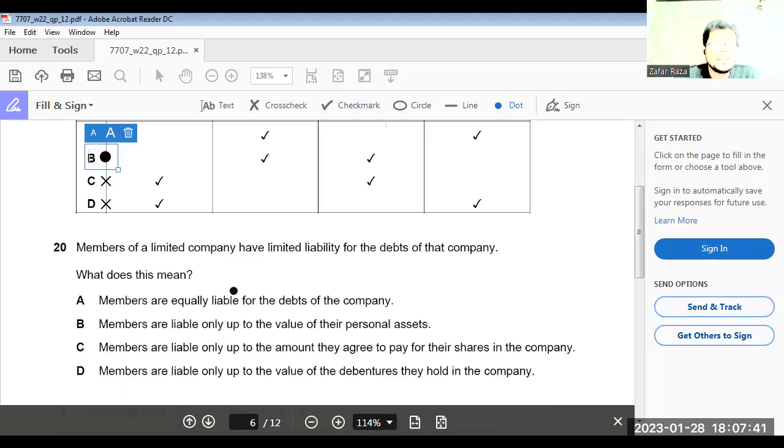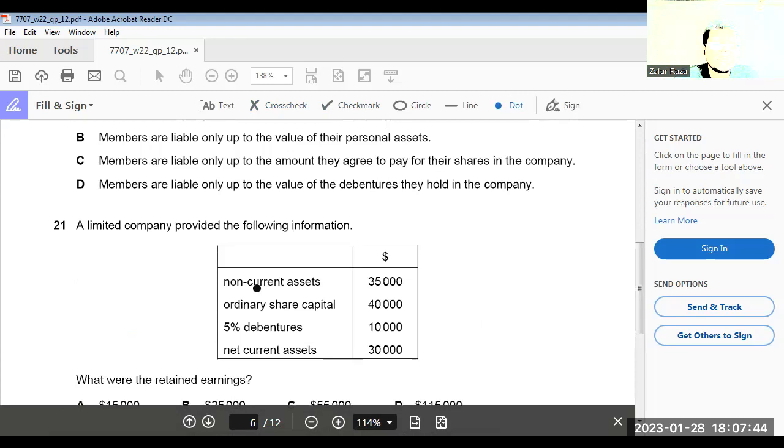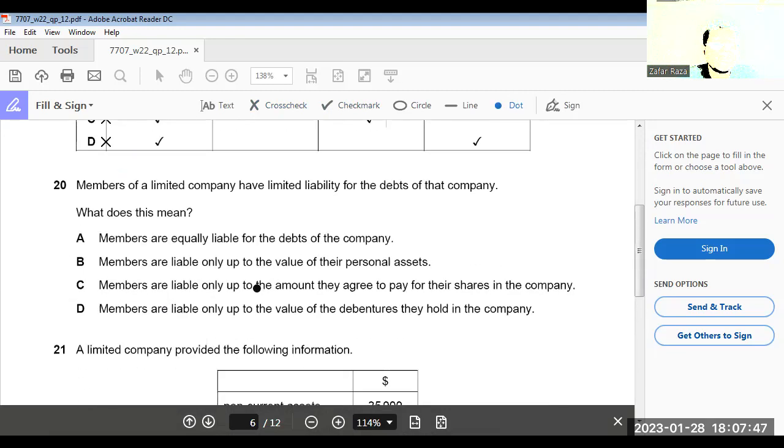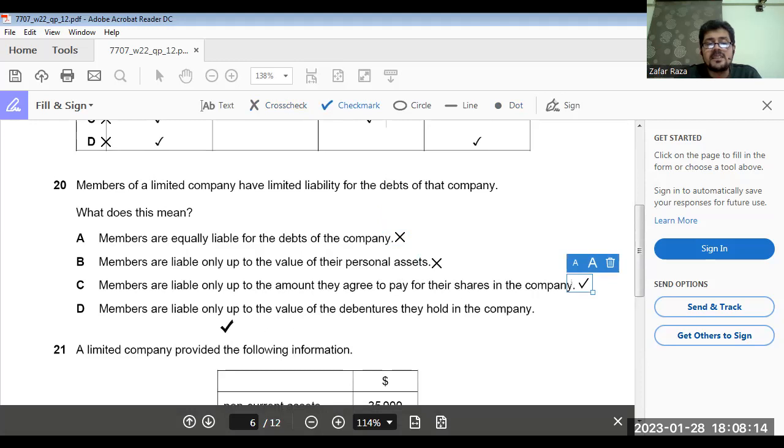Now 20. Members of a limited liability company have limited liability for the debts of that company. What does it mean? Members are equally liable for the debts of the company? No. Members are liable only up to the value of their personal assets? No. Members are liable only up to the amount they agree to pay for their shares in the company? Yes. They are not liable up to their personal assets. They are not equally liable. And members are liable on the value of debentures? We are not talking about debentures. So D option could not be the answer.